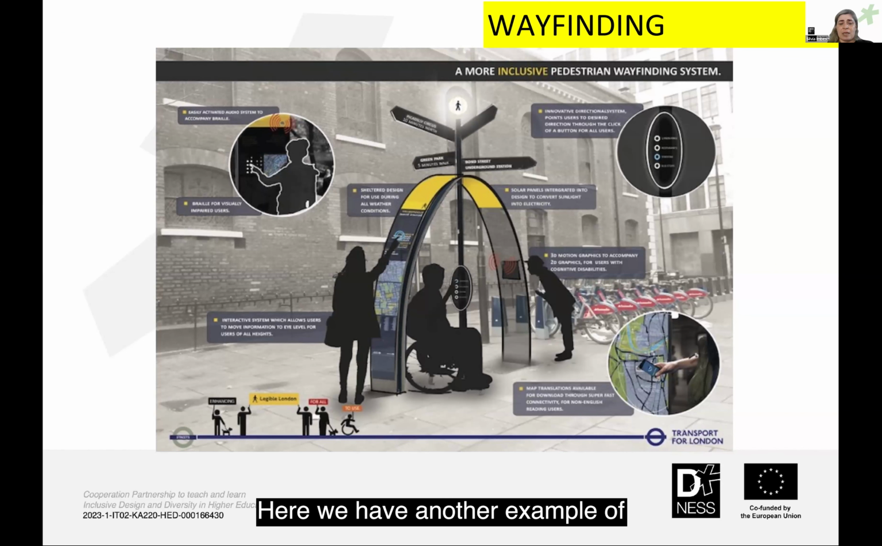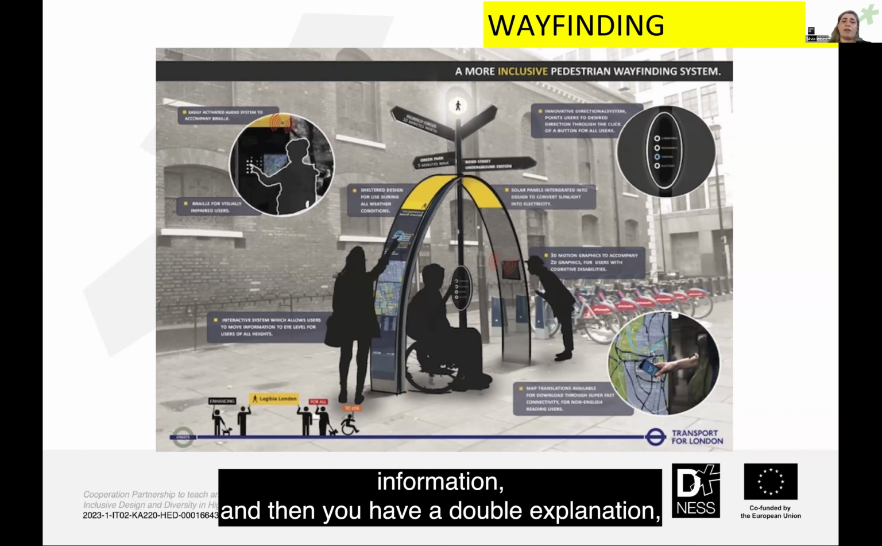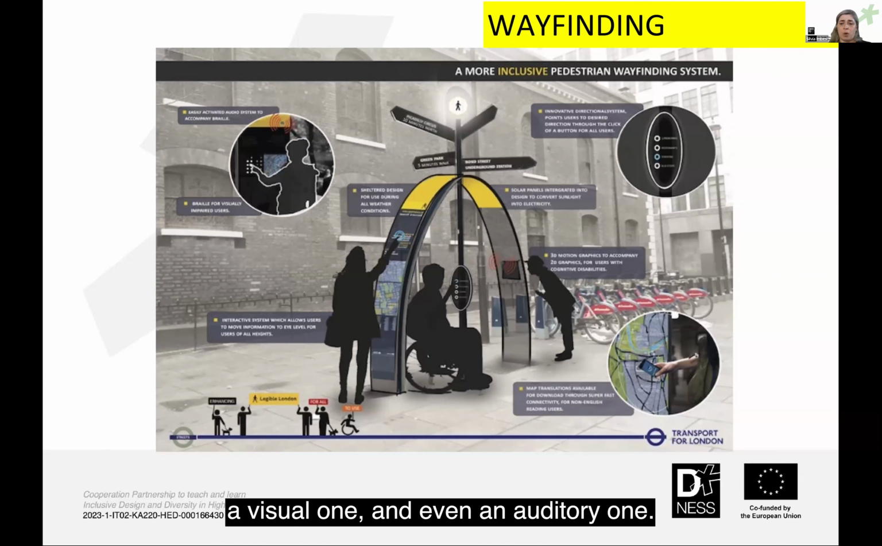Here we have another example of a kiosk providing information even through its audio system. So you select a certain piece of information, and then you have a double explanation, a visual one, and even an auditory one.